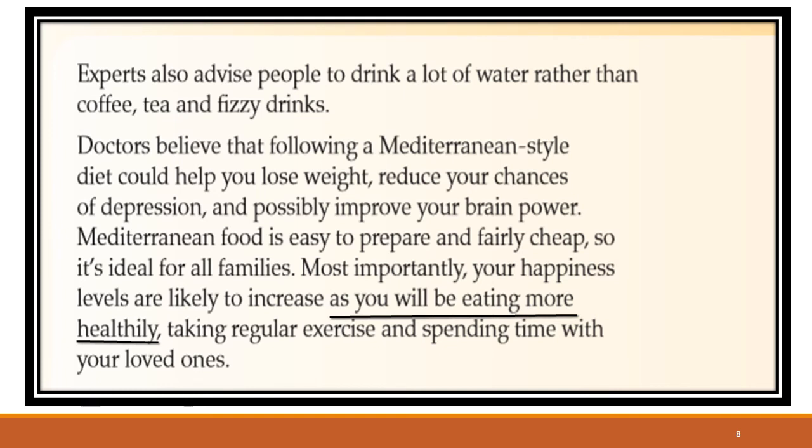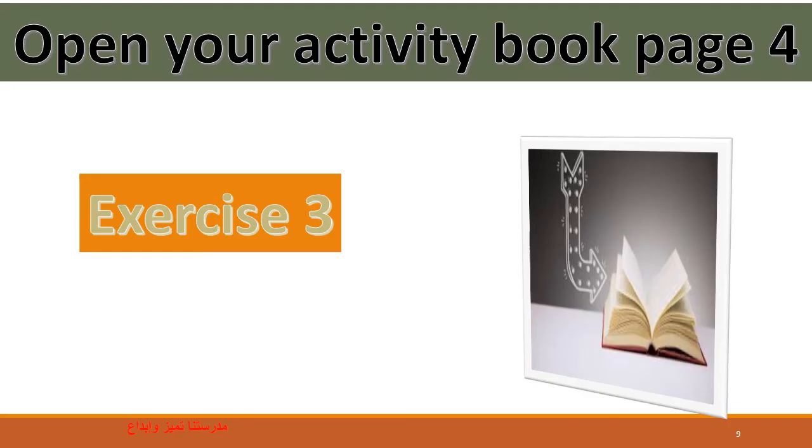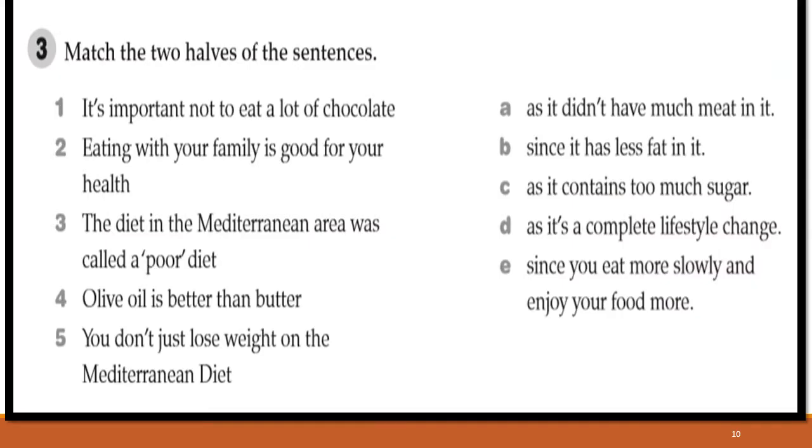So we said that we use as, we use since to give a reason, and both of them mean because. Let's go on. Let's practice more using since and as. So I need you to open the activity book, page 4, exercise number 3. In this exercise, you are going to match the two halves of the sentences, column number 1 with column number 2, to make a completed sentence.